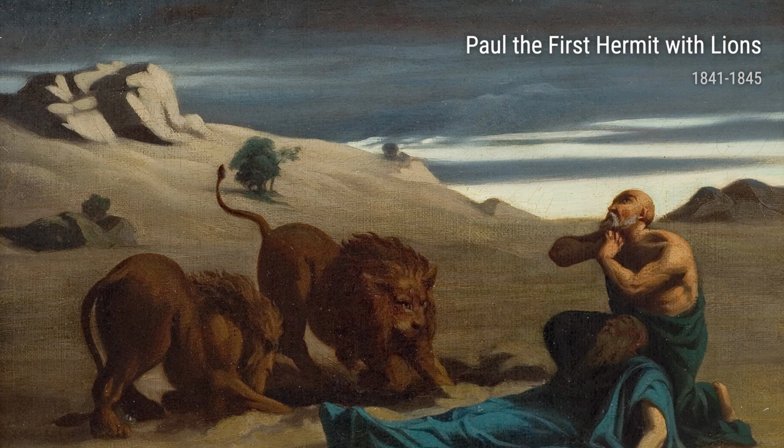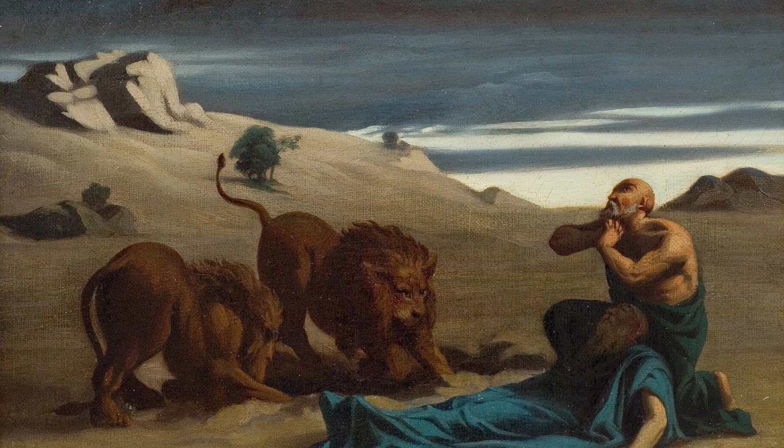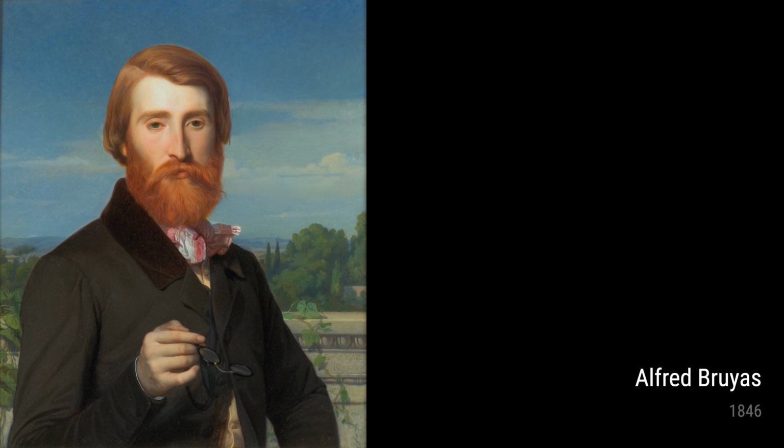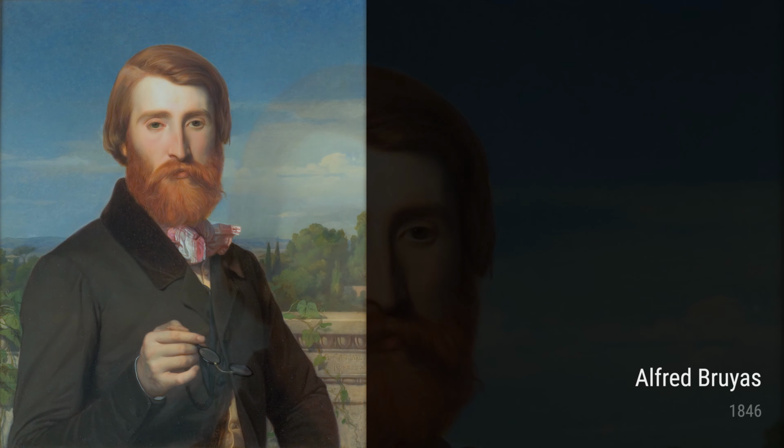Cabanel also delved into religious themes during this period. Saint Augustine in his study and Saint Monica in a landscape, both painted in 1845, reflect his exploration of spirituality and his desire to capture the essence of holy figures.